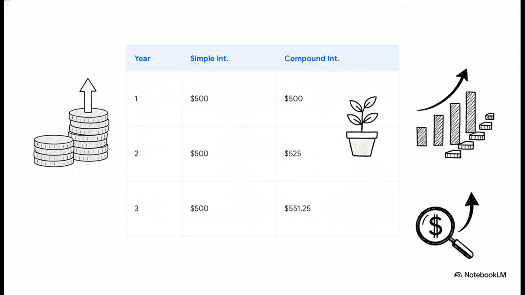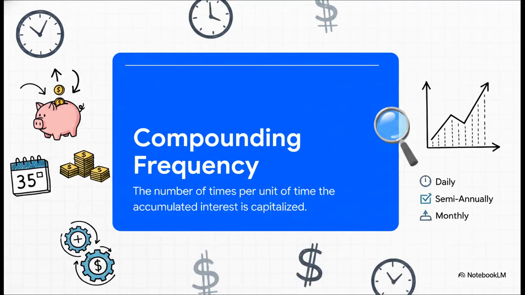However, in year 2, you earn 5% on $10,500, giving you $525. In year 3, you earn 5% on $11,025, which yields $551.25. So over just 3 short years, compounding yields an extra $76.25. That's the direct result of earning interest on your interest. And over decades, that gap widens exponentially. Now, a really critical factor in all that math is the compounding frequency.